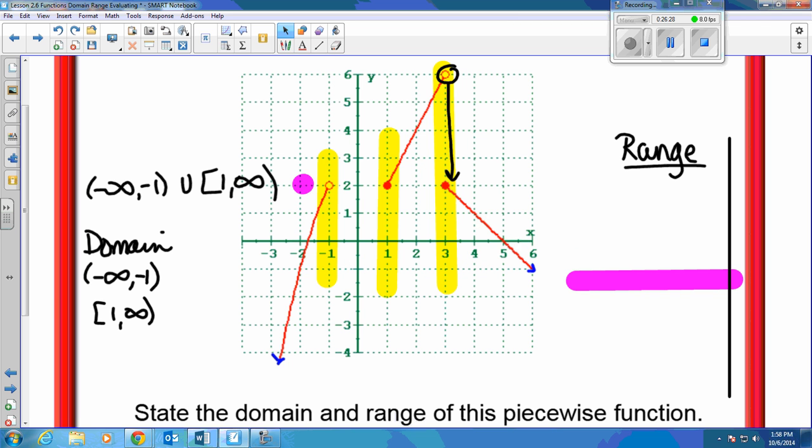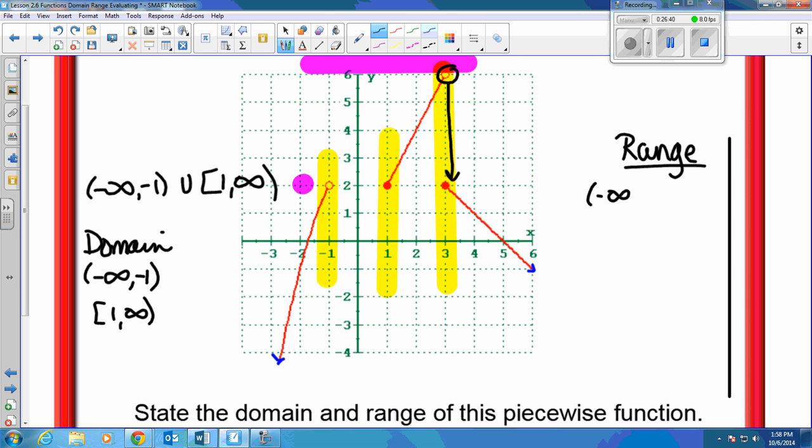What is the highest y value anywhere on this graph? So these are all continuous. There's no break in the graph until I get up to 6. So that is the highest y value. So my range would go from -infinity up to 6. Does it actually touch 6? No, the open circle just gets infinitely close, so that's in parentheses. Also known as y is less than 6.